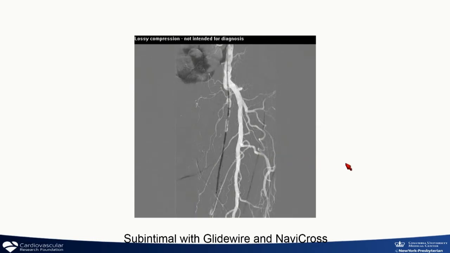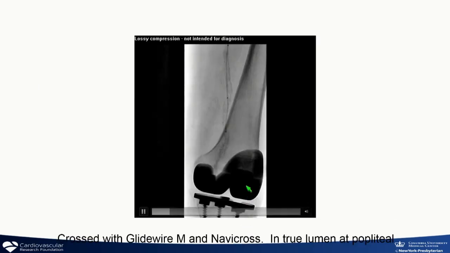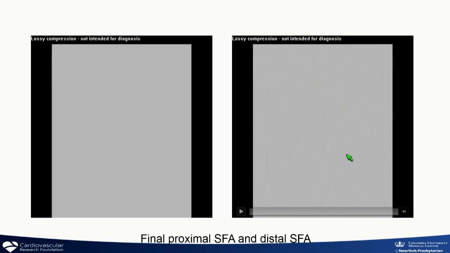I tend to use a Glidewire and Navicross as my support catheter wire combination. And then when you get stuck, there's a variety of things that you can do. In this case, we used the laser to get past an area of heavy calcification, and then continued our loop wire approach. And then using a Glidewire M, which is like a heat-seeking missile for the true lumen, I find, we were able to, just with a wire strategy, get back into the true lumen and confirm our luminal plane and finish the case.